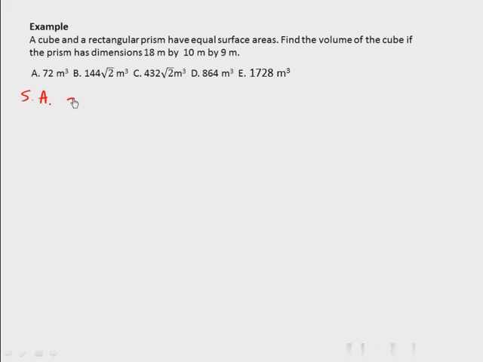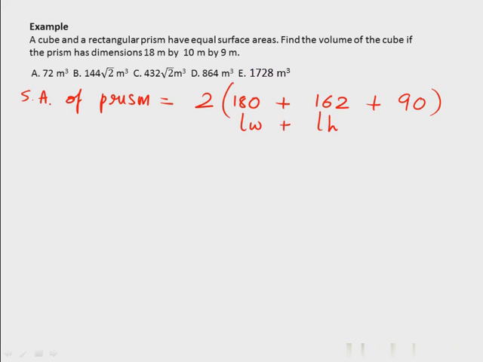The surface area of the prism is 2 into length into width, that's 180, plus length into height, that's 18 into 9, that's 162, plus width into height, that's 10 into 9, that's 90. Length into width plus length into height plus width into height. So what does this turn out to be? That's 2 into 180, 270, 432, which is equal to 864 meters square.